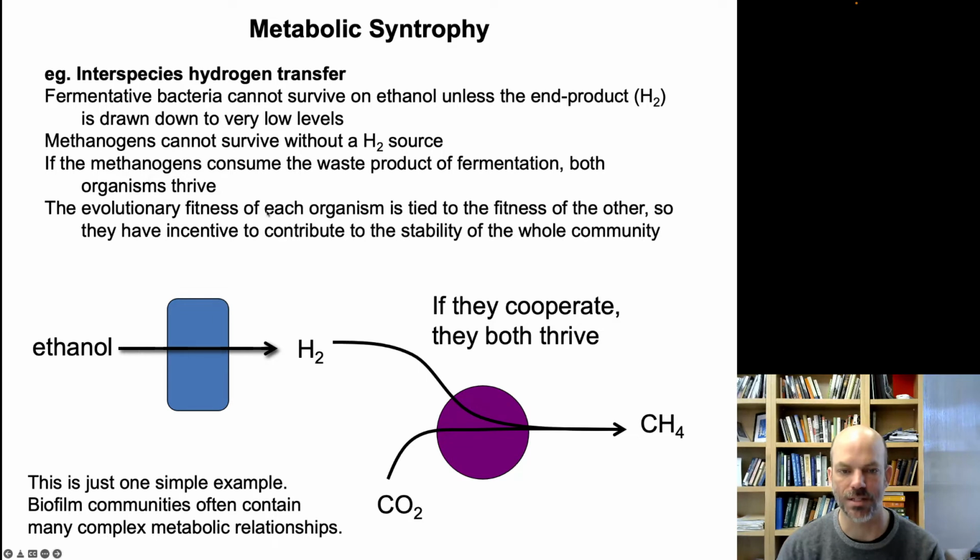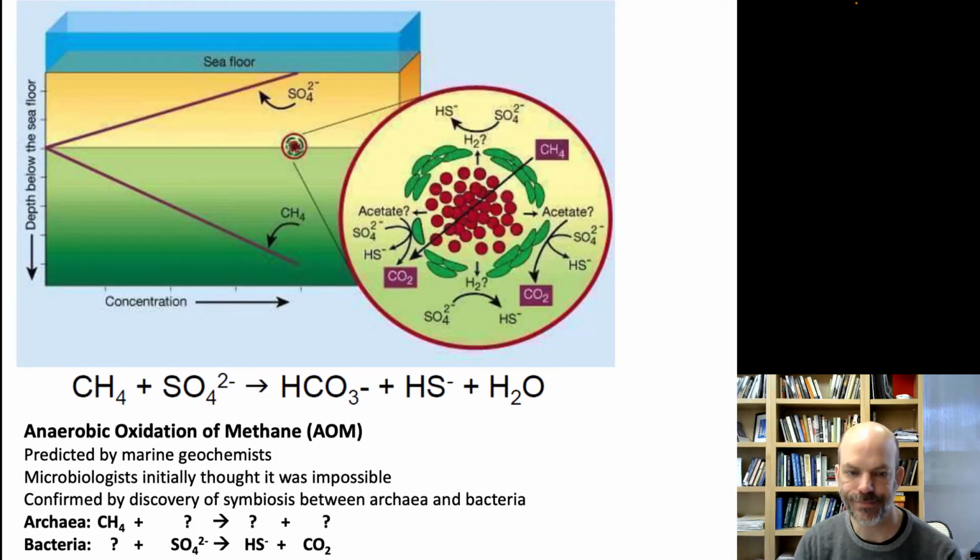And so selection events can often select for multiple species at the same time for these reasons. It does not mean that they are permanently tied to each other, right? Evolution is complicated. They may find a different partner. They may evolve the ability where they don't need the syntrophic relationship anymore. But it's a really important way that microbes are organized ecologically and has important evolutionary consequences.